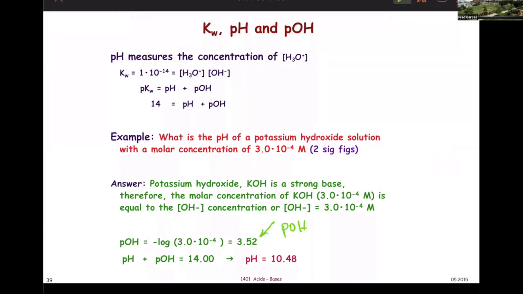There's a much easier route, you could have also gotten this answer. You could have also gotten this pH answer if you did this: 1 times 10 to the minus 14 divided by 3 times 10 to the minus 8. That'll be your hydronium ion concentration. Sorry, not 3 times 10 to the minus 8, 3 times 10 to the minus 4.